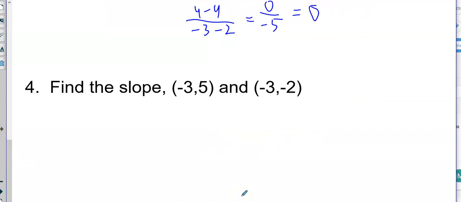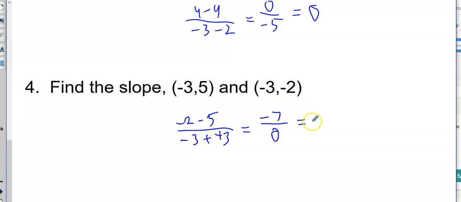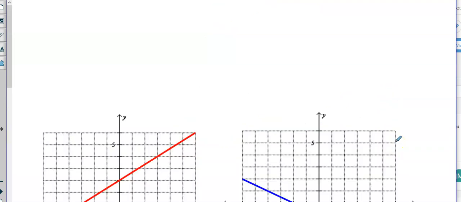And let's try this one. Again, not a bad idea to stop it. This one's going to be a little different too. -2 minus 5 over -3 minus -3, which is like +3. So it's -7 divided by 0. Look, you can't really divide by 0, so that's what we call undefined. This line, which doesn't have a slope, would be a vertical line. Right, and we'll talk more about that later. But the slope is undefined.